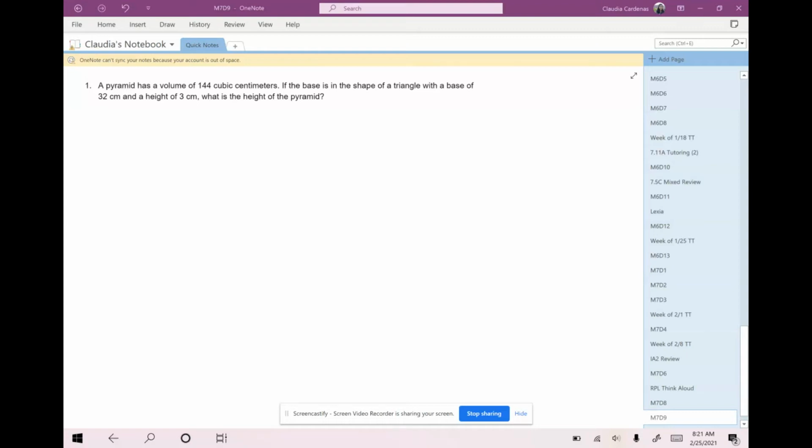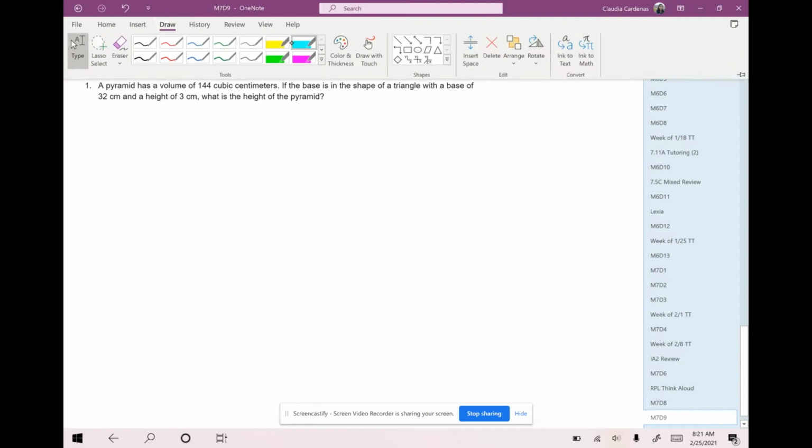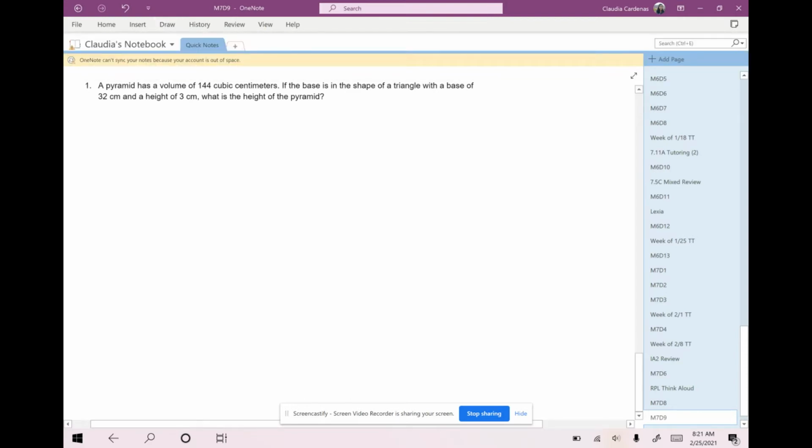So now that we've solved a few pyramid volume problems on our own, what happens if we are given the volume of a pyramid, but we're missing a dimension of the pyramid instead? Well, let's go ahead and find out. Looking at this problem, it says a pyramid has a volume of 144 cubic centimeters. If the base is in the shape of a triangle with a base of 32 centimeters and a height of 3 centimeters, what is the height of the pyramid?